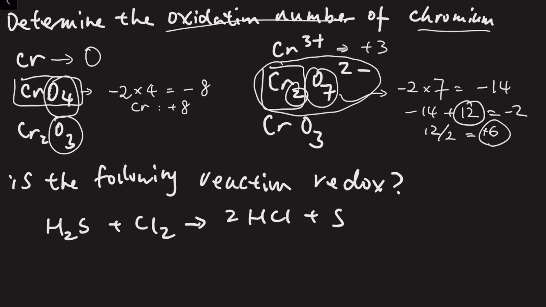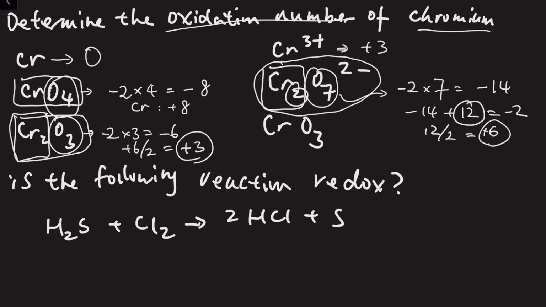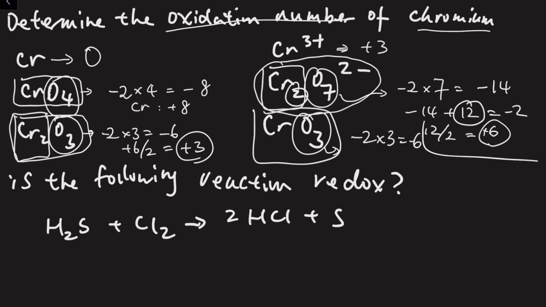For this one, again, -2 times 3 is -6. And overall, 0 charge. So we know the sum of oxidation numbers for the other side should be +6. +6 divided by 2 should be +3. For the next one, -2 times 3 is -6. Overall 0 charge. So the oxidation number should be +6 for chromium.